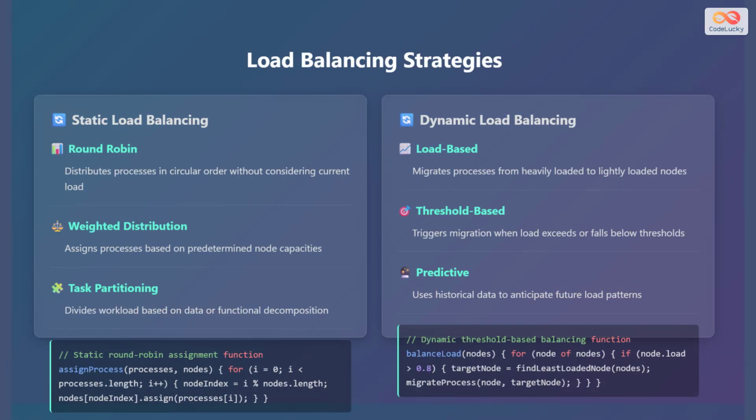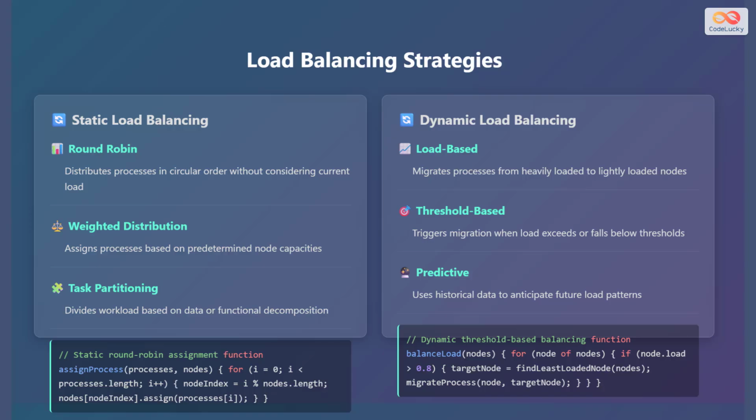Let's explore load balancing strategies, which are primarily divided into static and dynamic approaches. Static load balancing involves strategies that do not consider the current system load. One such strategy is round-robin, which distributes processes in a circular order. Another approach is weighted distribution, where processes are assigned based on predetermined node capacities. Task partitioning divides workload based on data or functional decomposition.